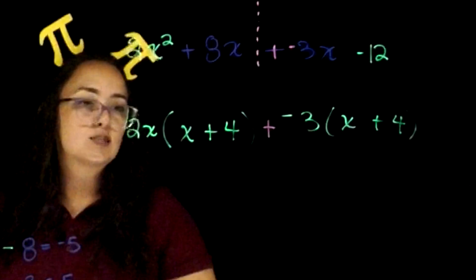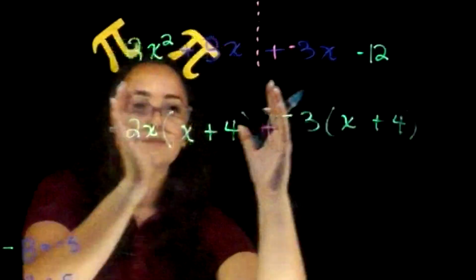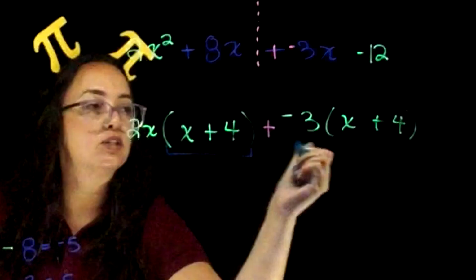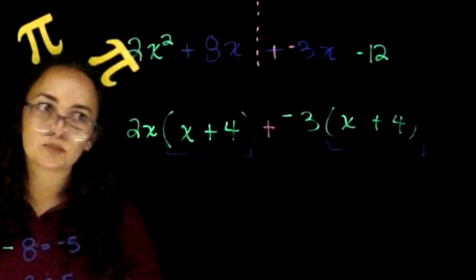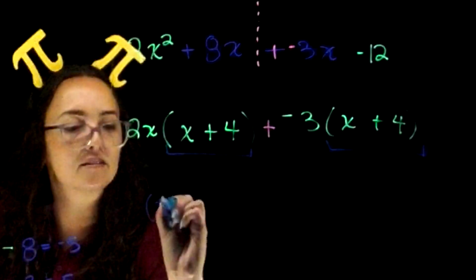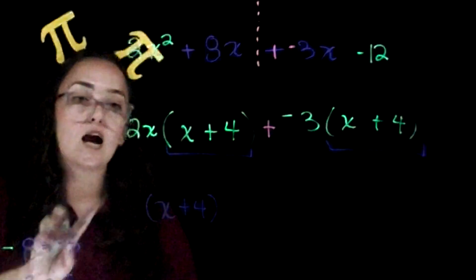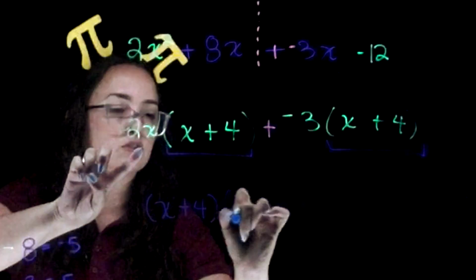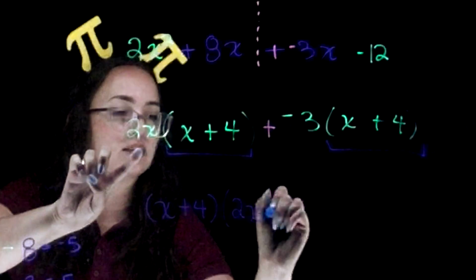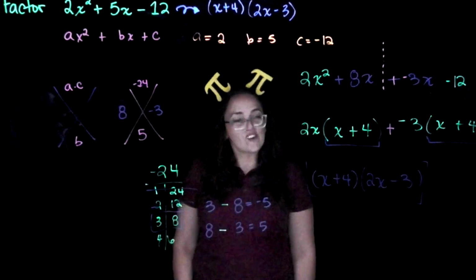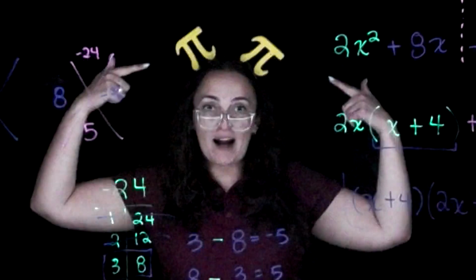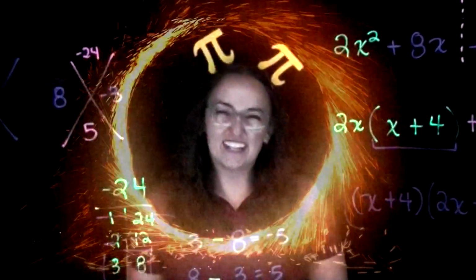Now at this point, we have 2 terms. And I see that we share the common factor of x plus 4. So I'm going to factor out that x plus 4. Now what we have left over is that 2x minus 3. Well, we've now gone a full circle.